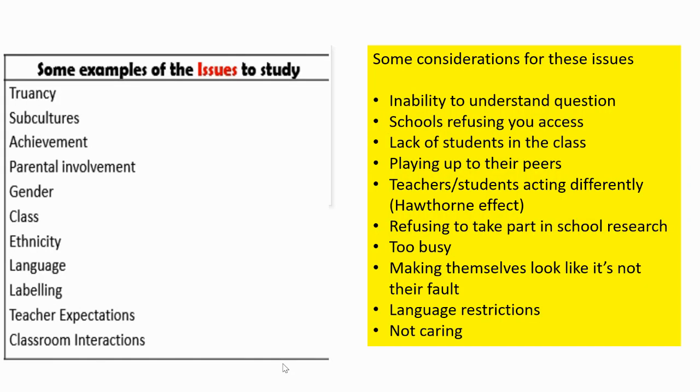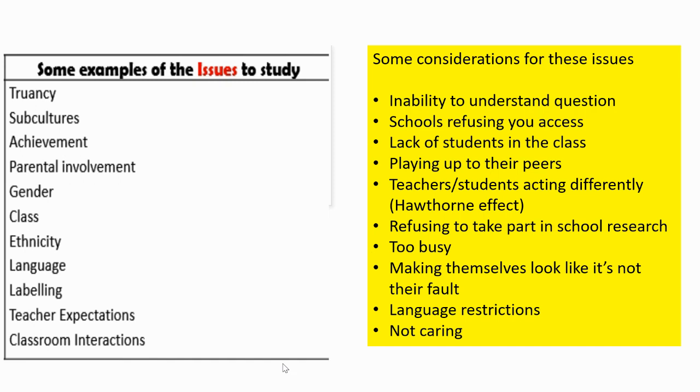The last thing is obviously issues. So on the left hand side here, what we've got is a number of potential issues that could be looked at. So it could be on ethnicity and achievement. It could be on labelling. It could be on anything basically. And it's about reasons why things happen within education. Why are there differences in achievement? Why are there differences in experience and things like that? All the things that you learn throughout education.